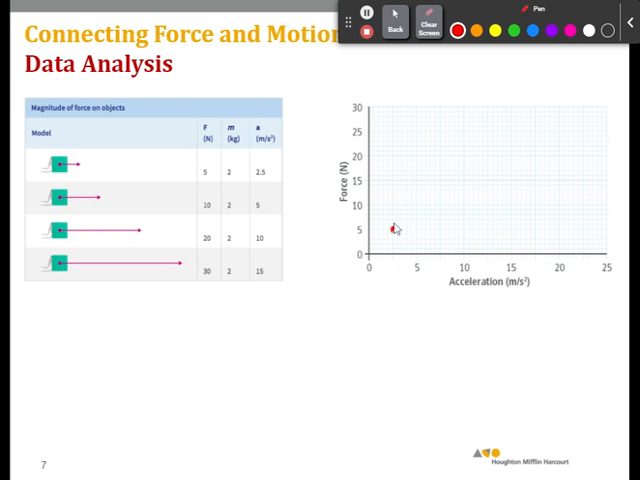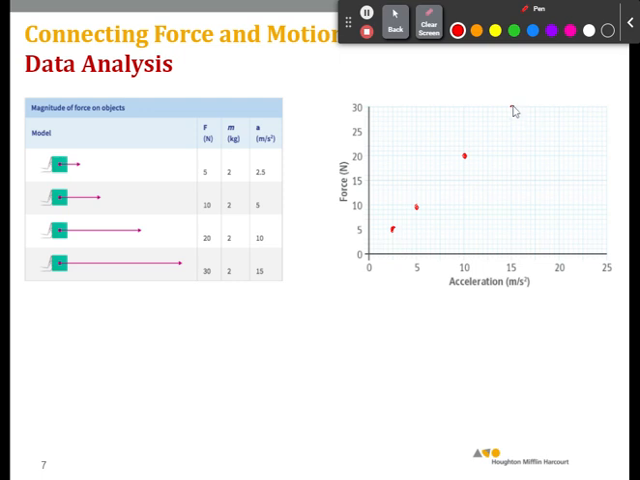When we have a force of 10 newtons acting on this block, we have an acceleration of 5. When we have a force of 20 newtons acting on this block, there's an acceleration of 10 meters per second squared. And when there's a force of 30 newtons on this block, there's an acceleration of 15 meters per second squared.